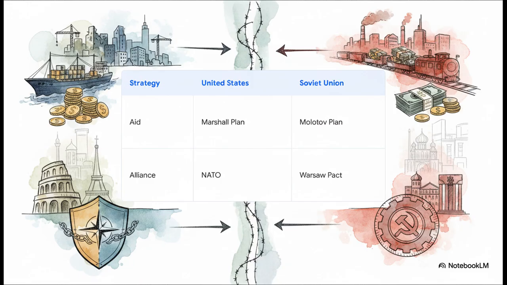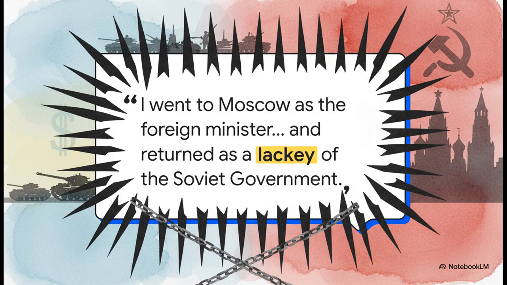And you see the exact same mirror image escalation with the military. The US and its allies formed NATO in 1949, and the Soviets eventually counter that by forming the Warsaw Pact. Every move met a countermove. But here's the thing, Stalin didn't just hand out money. He aggressively tightened his grip on his Eastern European satellite states.